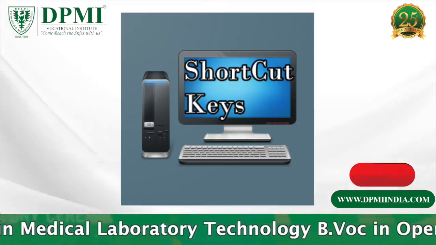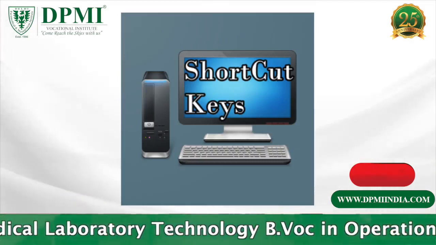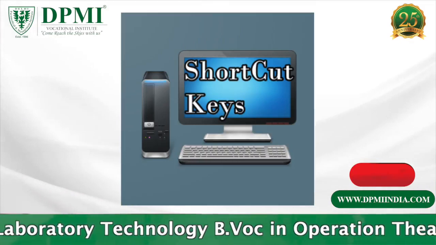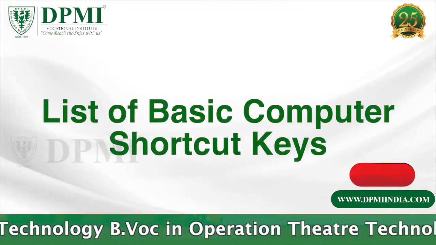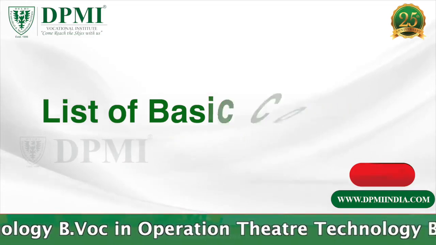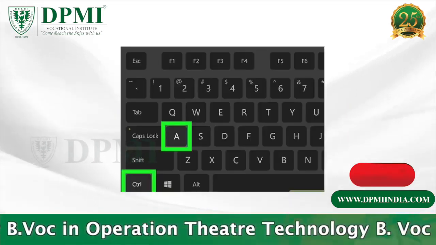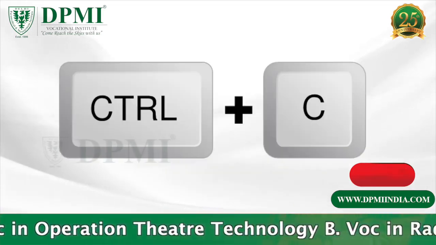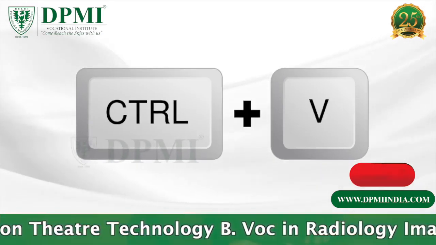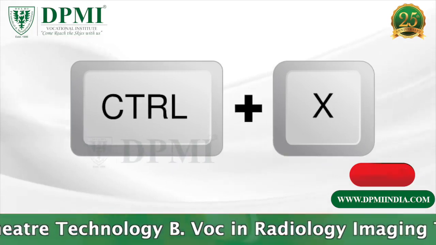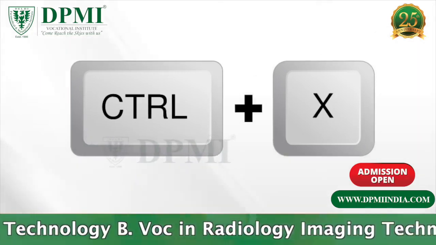Here is a list of commonly used shortcut keys that can provide an easier and quicker method of using computer programs. List of basic computer shortcut keys. Ctrl+A selects all text. Ctrl+C copies the selected item. Ctrl+V pastes the selected item. Ctrl+X cuts the selected item.